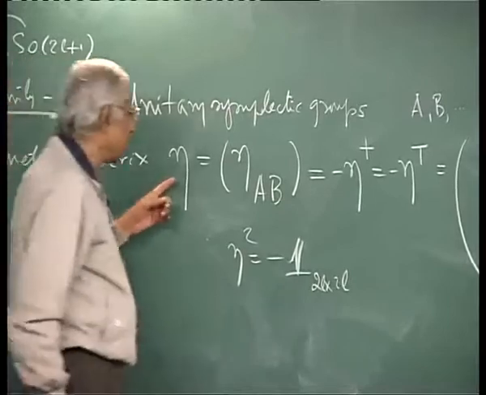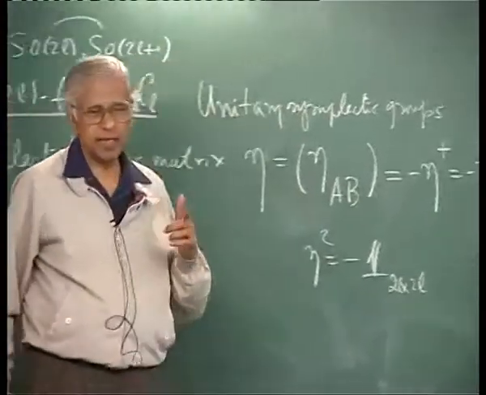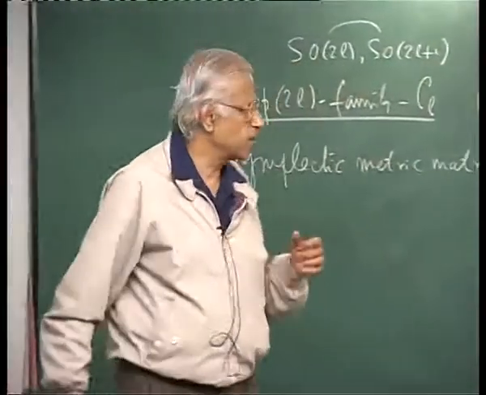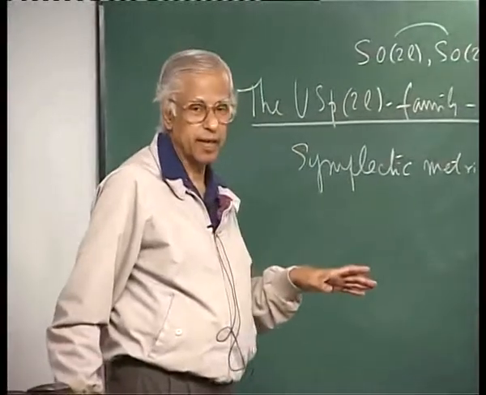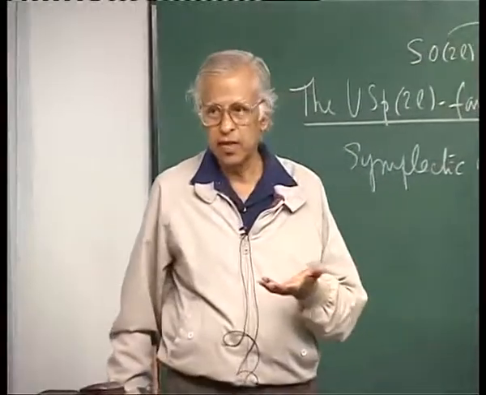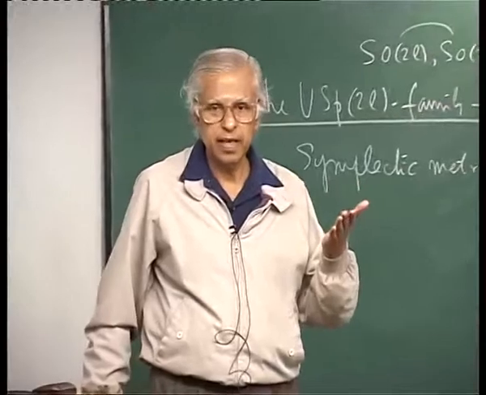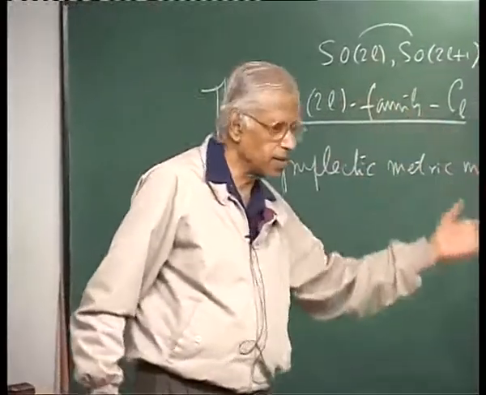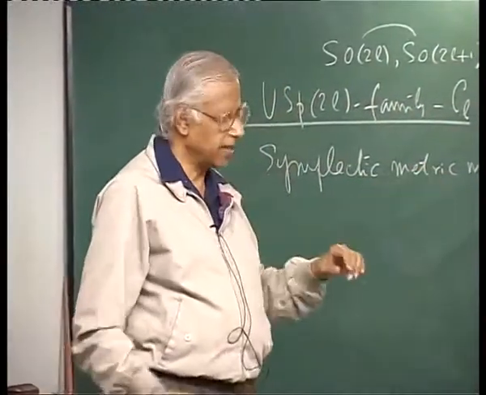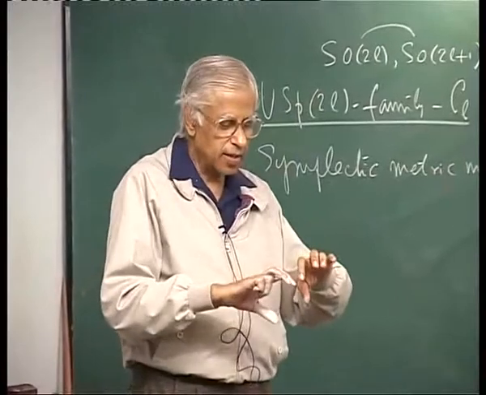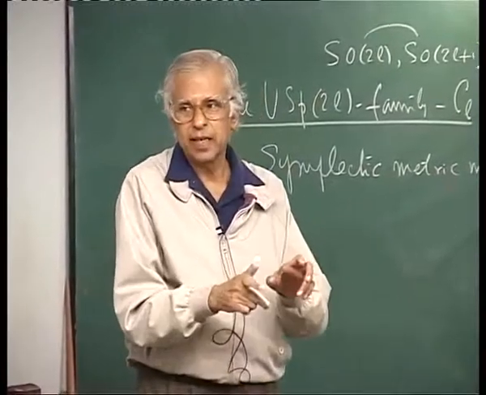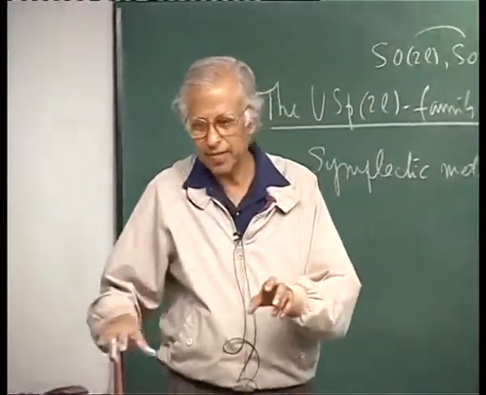So this is called the symplectic metric. It is to be contrasted with the Euclidean metric, which would have been the Kronecker symbol, delta AB. It would have been 1, 1, 1 along the diagonal. Here you see the basic building block is a 2x2 antisymmetric matrix, and that is repeated many, many times.